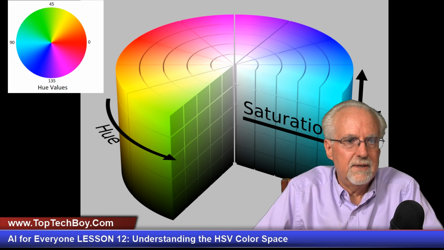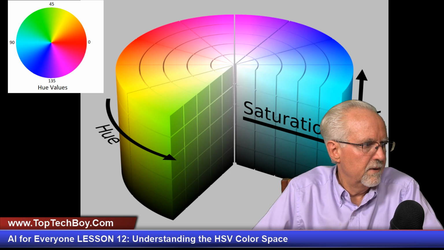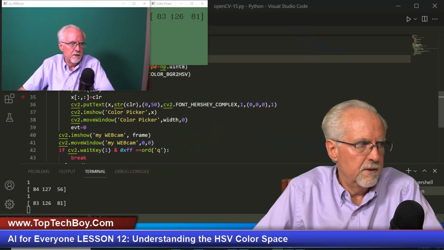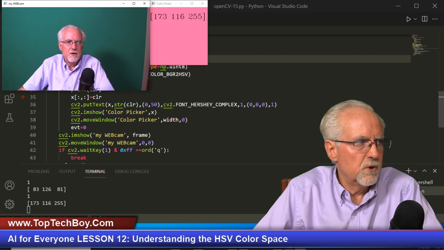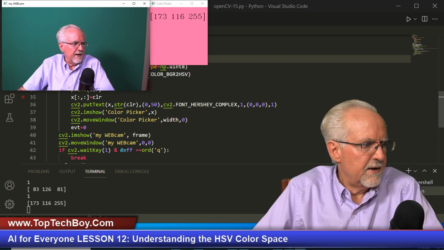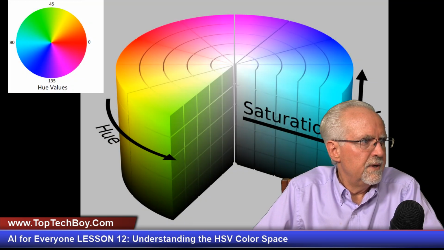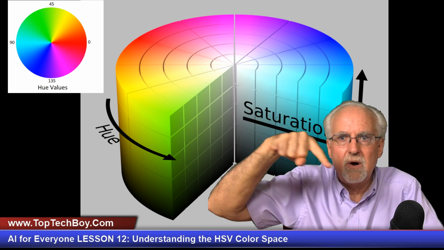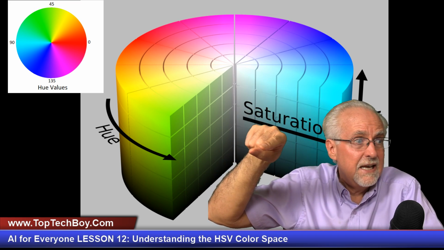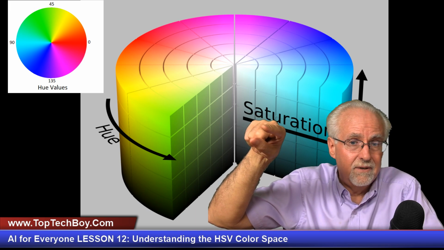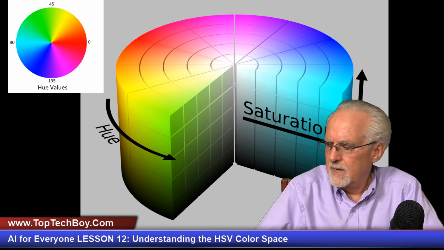Or let's see, if I come back over here, that's where I want to be. Now let me click on my forehead, and that should be very much towards red. If I come back over to the color wheel, you can see that 173 would be almost all the way around, in that kind of pink going to red region. Does that make sense?